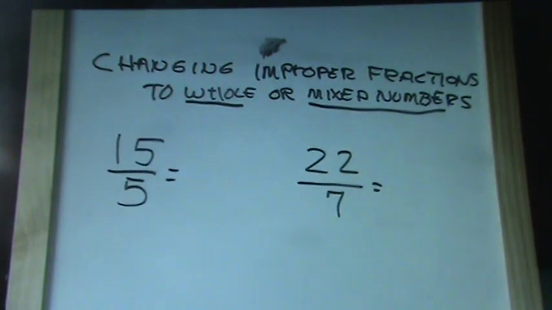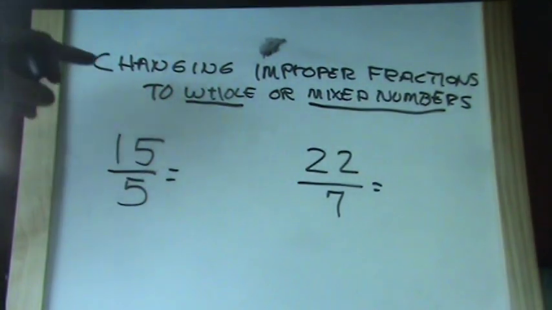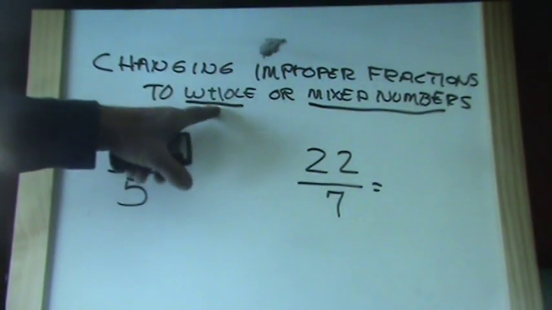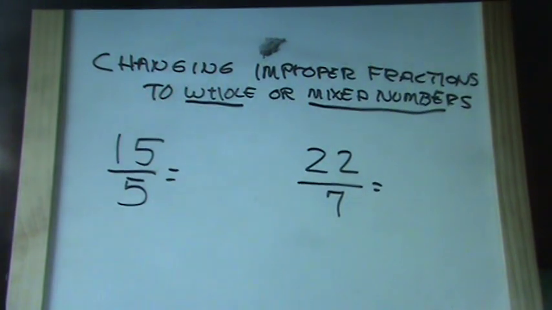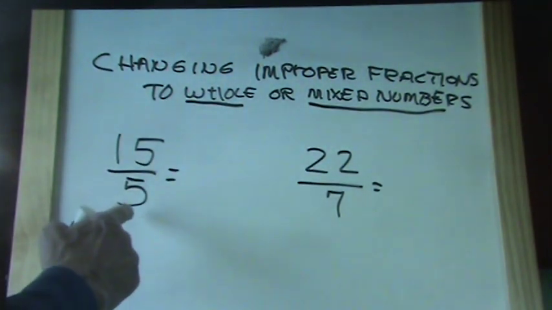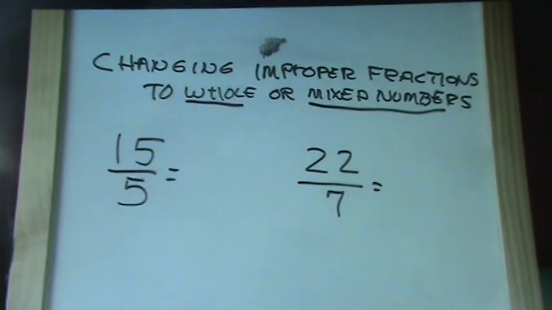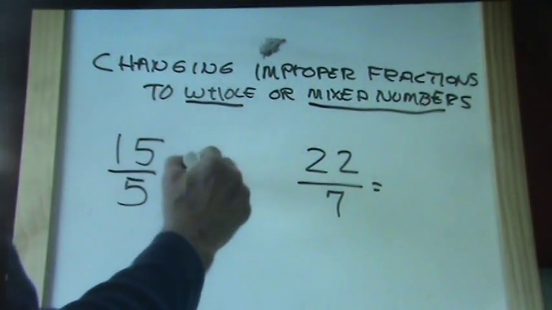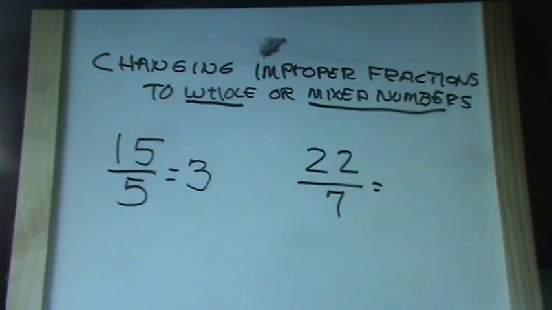Okay, quick review of this skill set. Remember here we're talking about changing improper fractions to either whole or mixed numbers. The way we do that is, here's an improper fraction, we divide the denominator into the numerator. 5 goes into 15 3 times. Is there anything left over? No, because 5 times 3 is 15, so that's our answer.